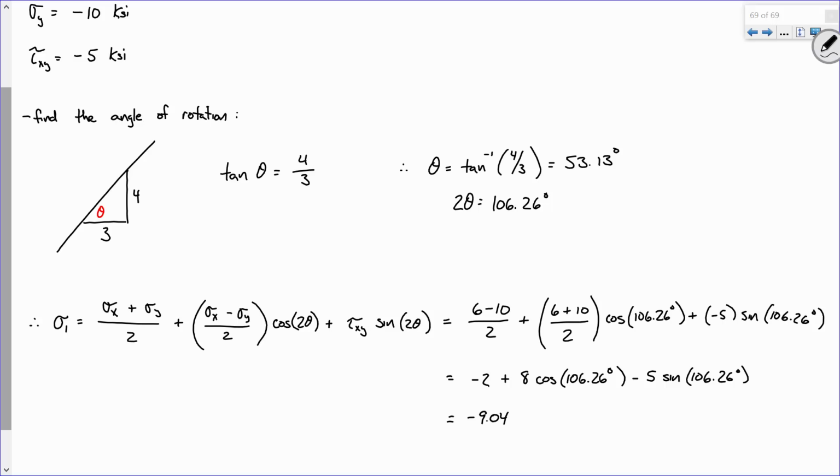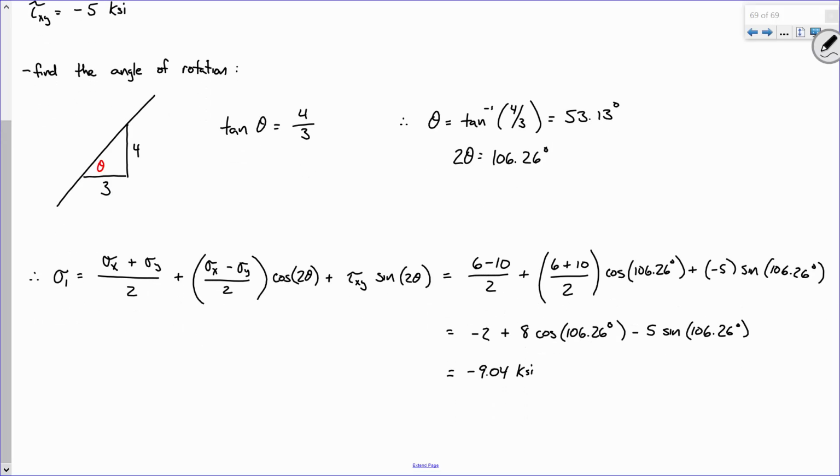Sounds good. Everybody else get that? Yep. All right, negative 9.04 KSI. Everybody okay on that? All right, let's do the next one.